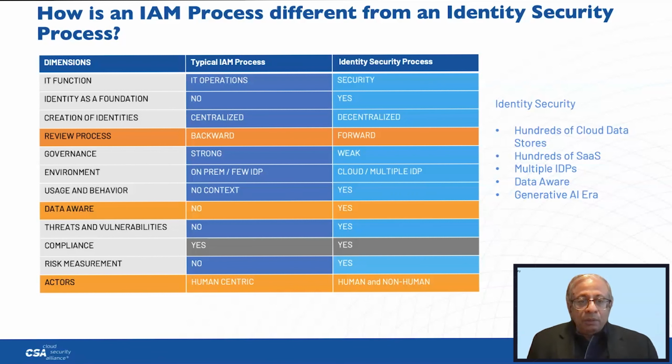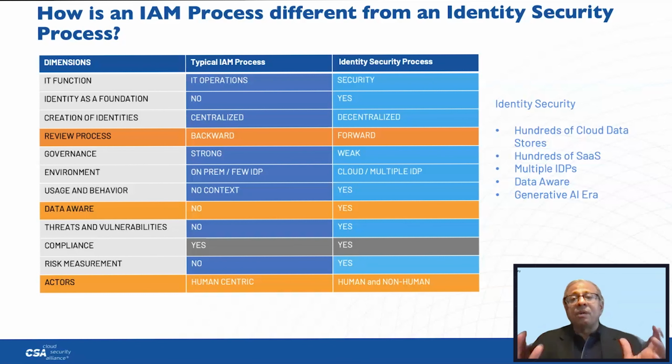IAM processes conventionally didn't worry about context. They didn't worry about users and behaviors and anomalies. That wasn't their focus. Certainly, they were not data aware. They were not threat or vulnerability aware. They were focused pretty much on compliance, with no concept of risk as well, and primarily human or user-centric.